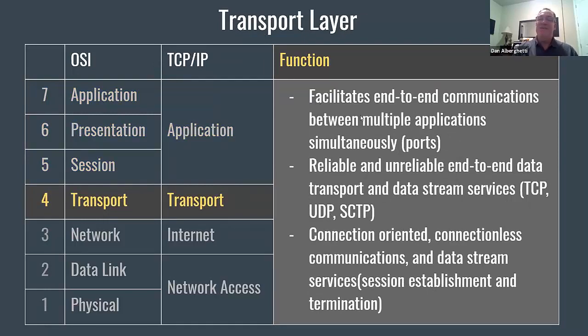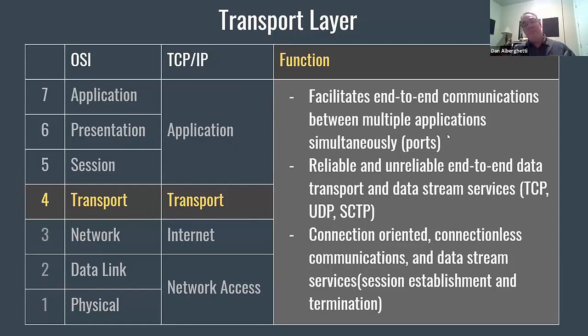Transport layer, super important. Facilitates end-to-end communications between multiple applications simultaneously. So this is always confusing, because when I see end-to-end communications to the end user, I think sometimes they'll say facilitates end-to-end communications for the end user. I think, oh, application layer. No. The transport layer services the upper layer because it provides ports, and each port stands for a different application.